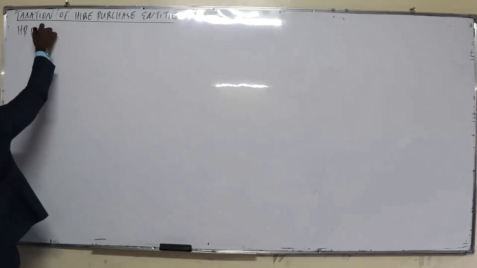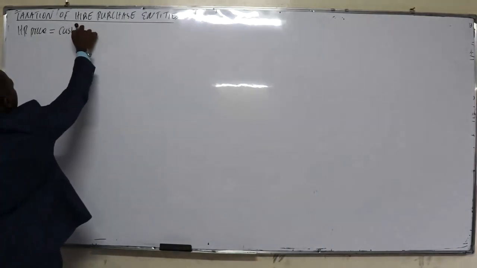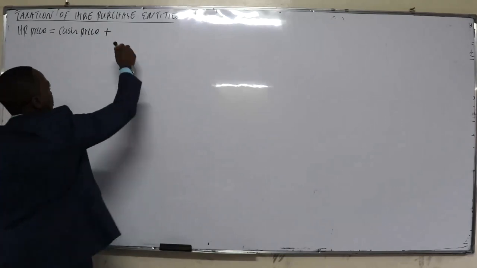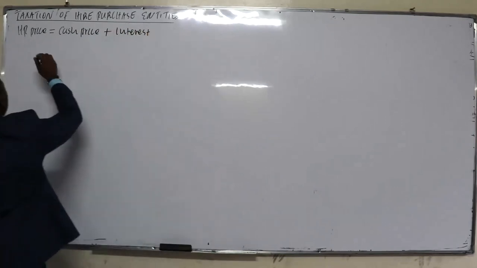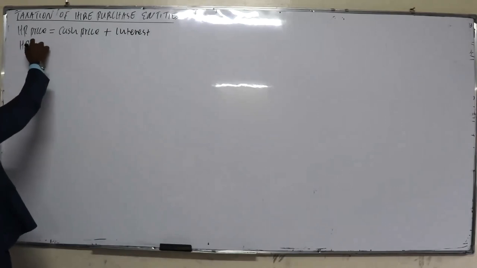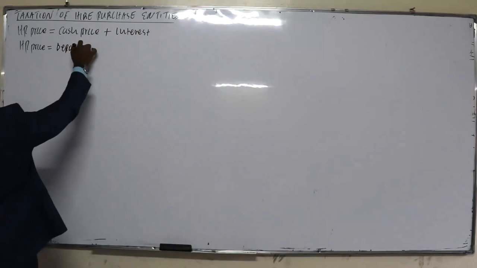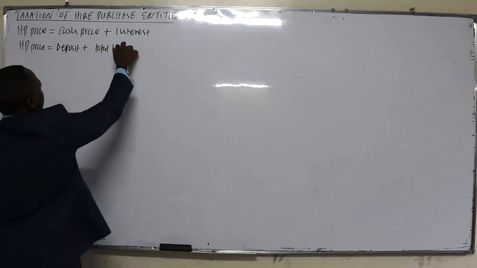Now, to determine the hire purchase price, you can take the cash price, but you're saying that hire purchase attracts interest. You earn the interest, or to get the hire purchase price, you can take the deposit, then you add the total installment.